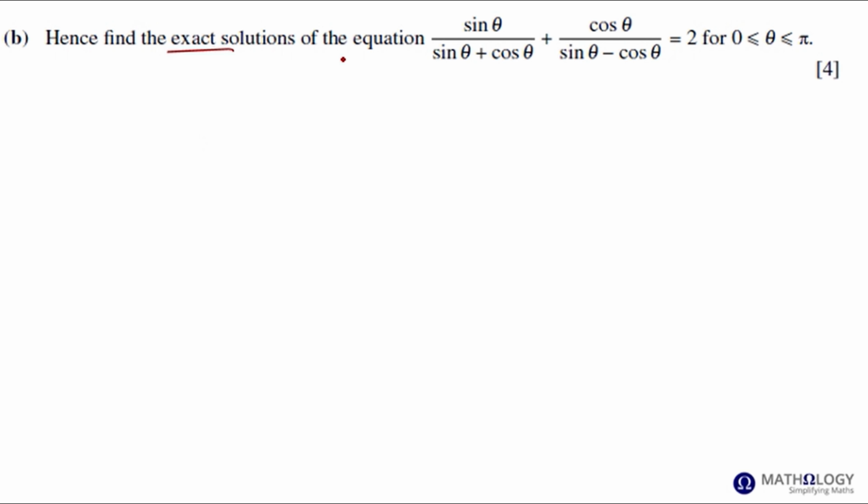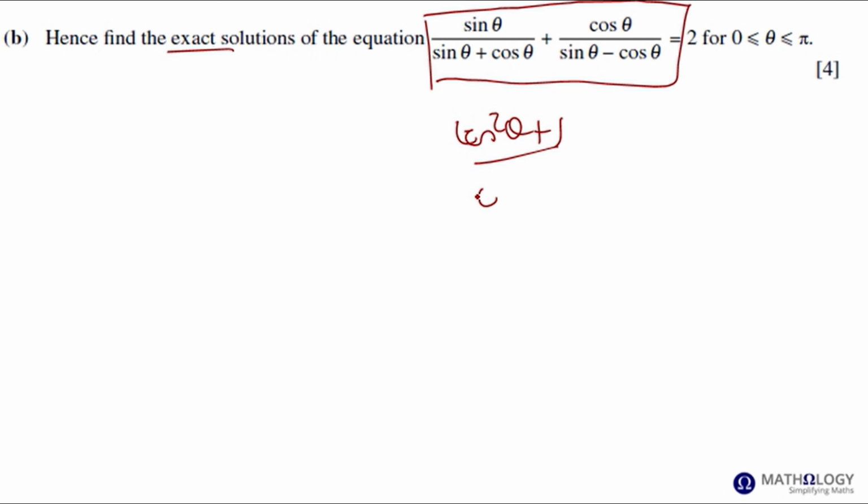Hence find the exact solutions of the equation sine theta over sine theta plus cos theta over sine theta minus cos theta equals 2 for theta an angle between 0 and pi. Okay, so this expression here we have just shown is tan squared theta plus 1 over tan squared theta minus 1. And to solve a trigonometric equation, we can only do so if we have a single trig ratio. So that's why we reduced this fraction to tan squared theta plus 1 over tan squared theta minus 1. We can now equate that to 2. We've got a single trig ratio here. We can now solve for theta.